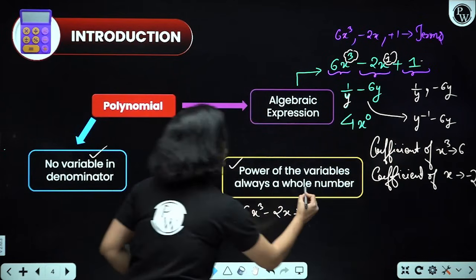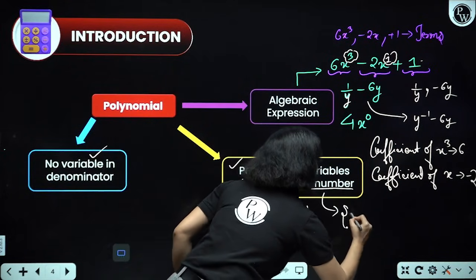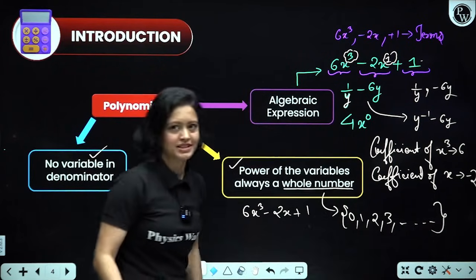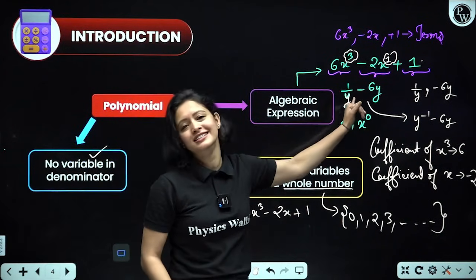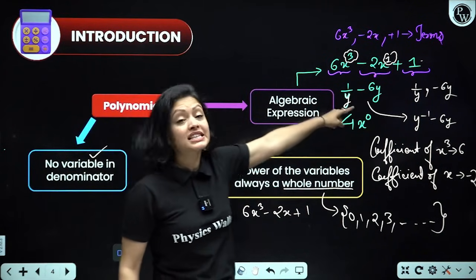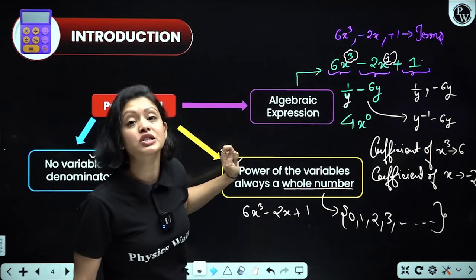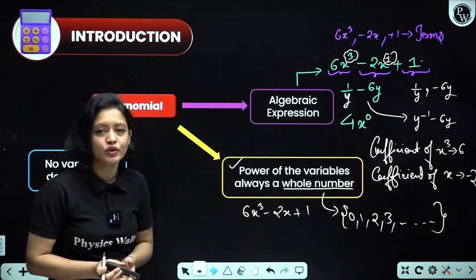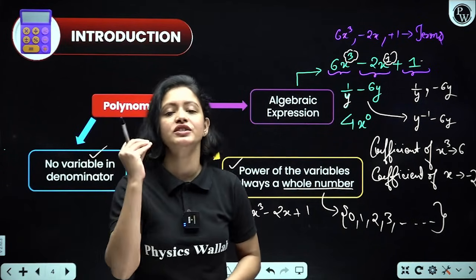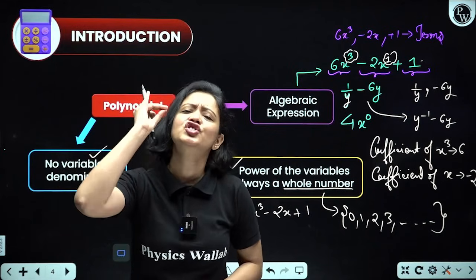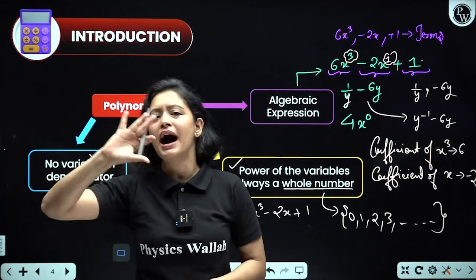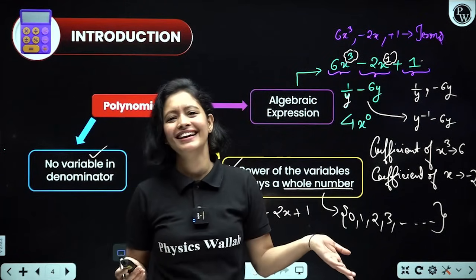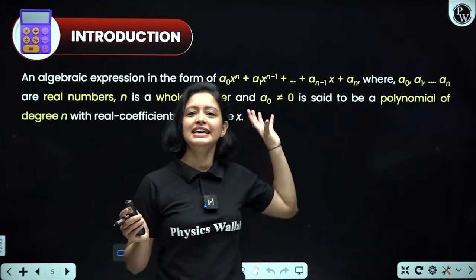I hope you people remember what whole numbers are. Whole numbers start from 0. So 0, 1, 2, 3, 4 and so on. These are your whole numbers in case you have forgotten, right? So here we can clearly see that the power of y is not a whole number. So though this is an algebraic expression, it is not a polynomial. Understood? Basic. So all you need to do to check whether the given algebraic expression is a polynomial or not is to check the powers of each of the variables. If the powers are all whole numbers and no variable is in the denominator, then you will say that it's a polynomial. So that was the easy definition.